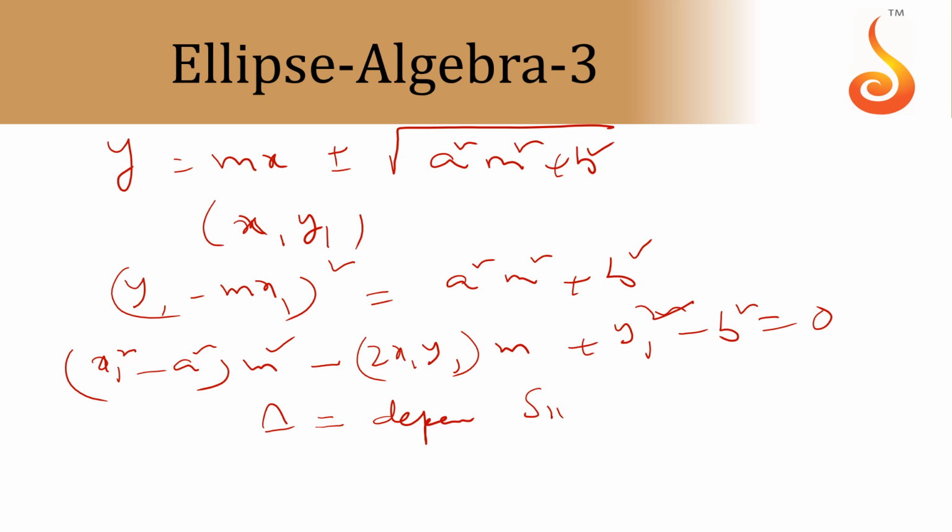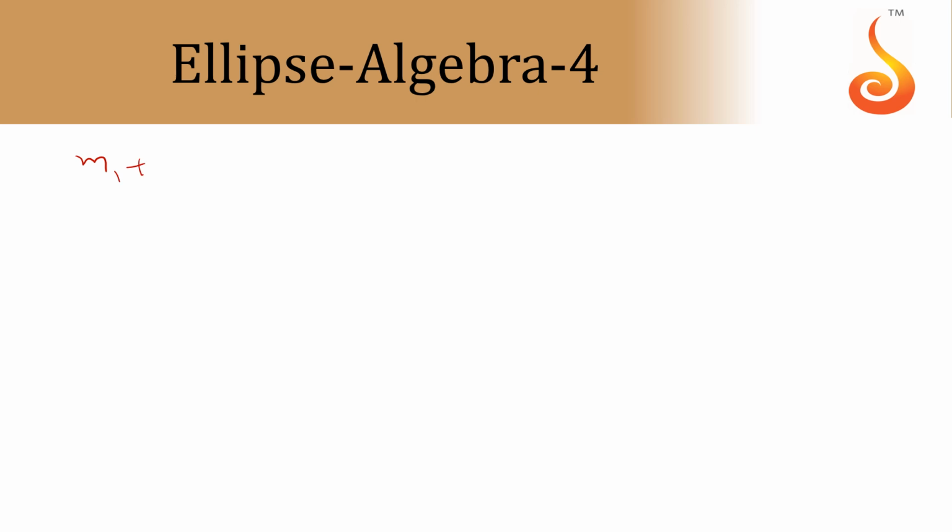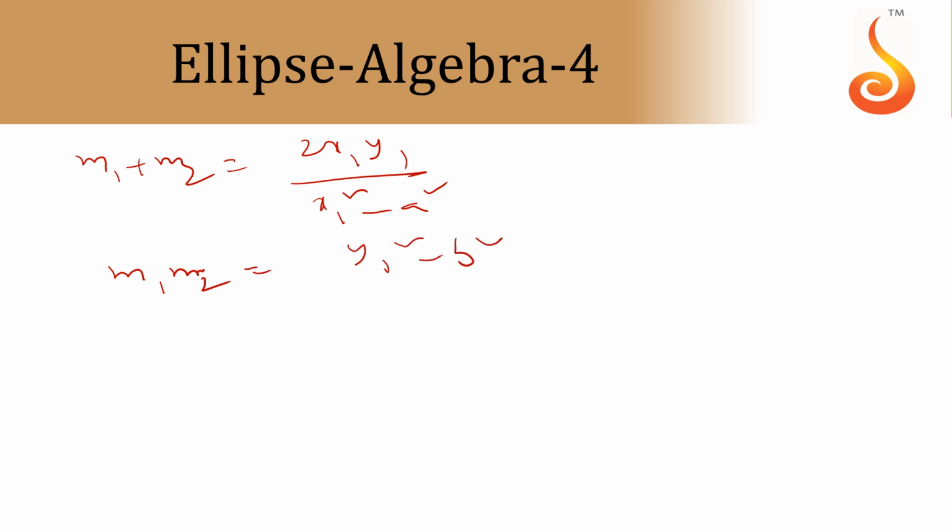So suppose I take delta greater than 0, that is, the point lies outside the ellipse. So you can draw two tangents. Let us say the slopes of these two tangents are m1 and m2. So what is m1 plus m2, from the quadratic equation? It is 2x1 y1 by x1 square minus a square. What is m1 m2? m1 m2 is y1 square minus b square by x1 square minus a square.